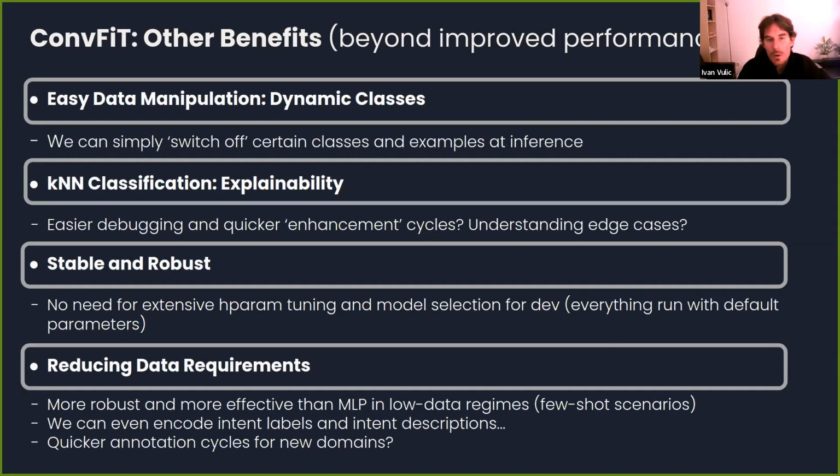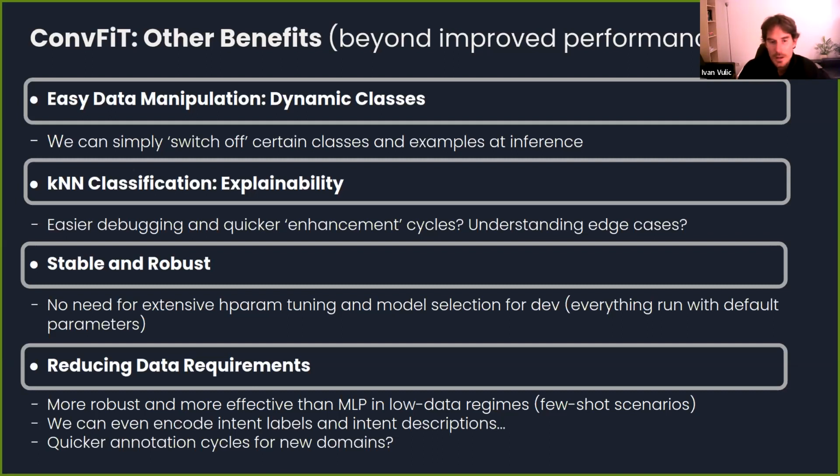And so why do we even need or want this similarity-based inference? There are many benefits to it. For example, you could have dynamic classes. So you can train the model with one set of intents and then just switch off certain classes during inference, or you can merge certain classes. And it also offers not explainability so much, but more interpretability, where you can basically see why a certain input sentence fails, if it's too close to some outlier, and then maybe you want to manually fix that, et cetera.